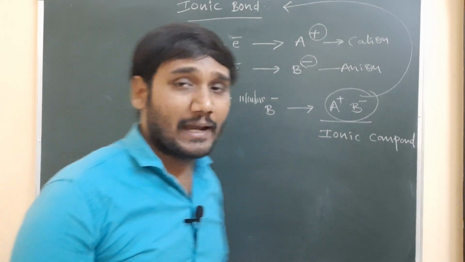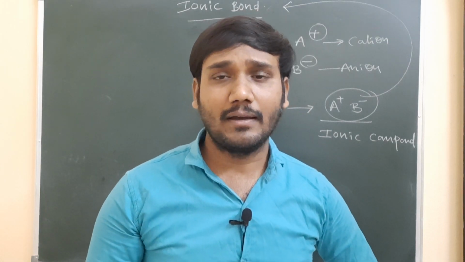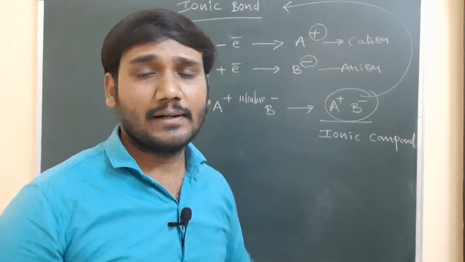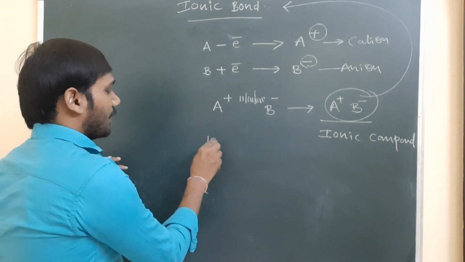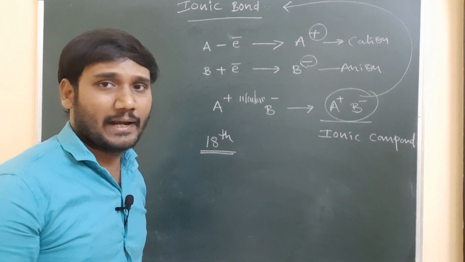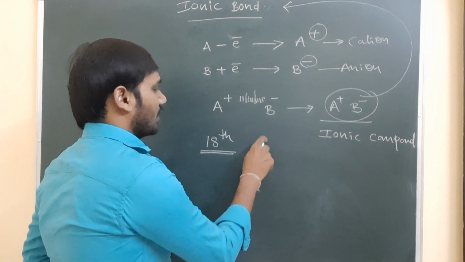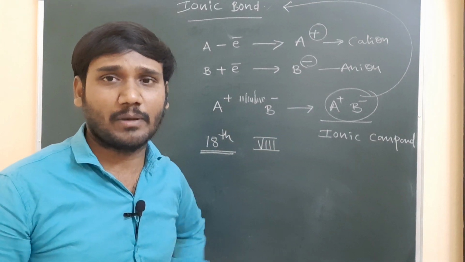Then what types of elements in the periodic table lose or gain electrons and participate in ionic bond formation? Totally we have 18 groups in the periodic table. When writing with Roman numerals, generally 8 groups are written, the S and P block groups.